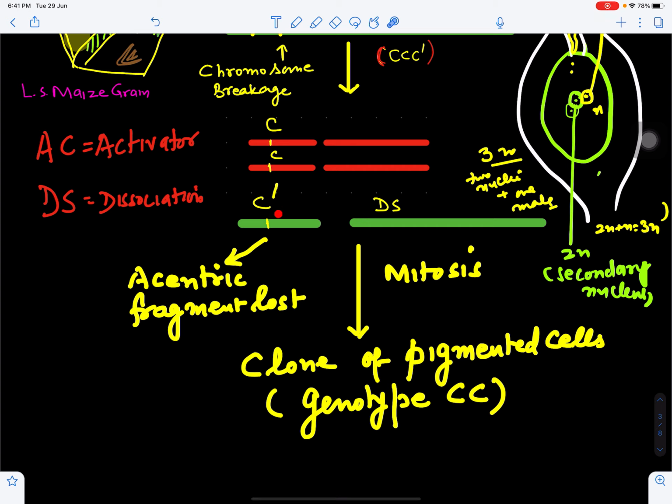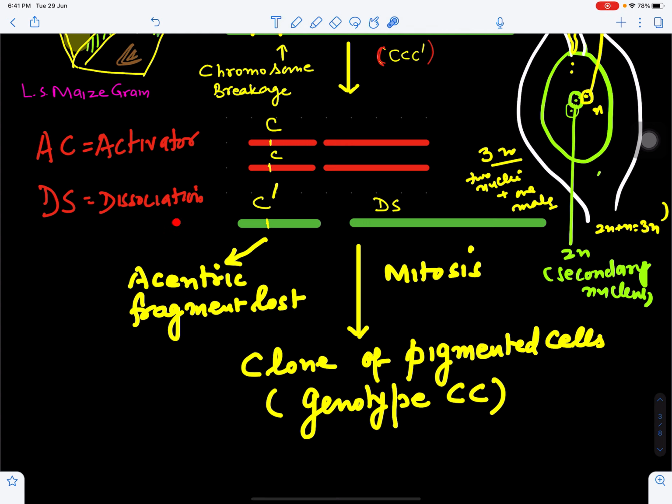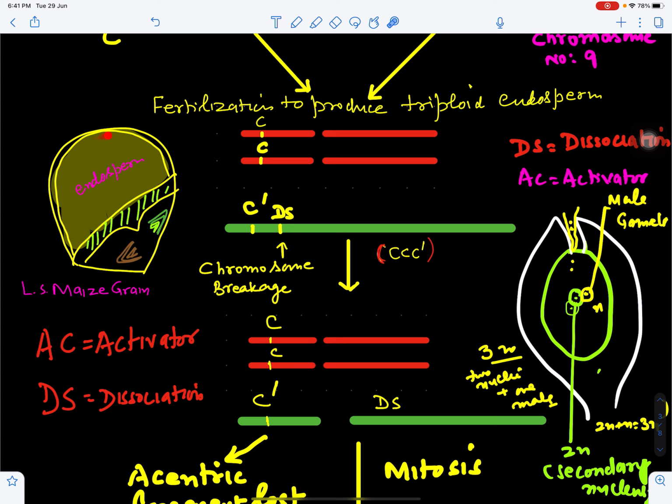Now for activation of C prime, we need a gene called an activator. For its breakage from this gene, we need DS, which is called the dissociation factor. This dissociation factor is causing breakage of the C prime gene. AC is the activator, which is activating the dissociation process. Now we'll understand here, this is the maize grain. This part of the maize grain, I've cut its LS. This part is the endosperm. Usually grains are yellow in color. This is the cotyledon and this part is the embryo.